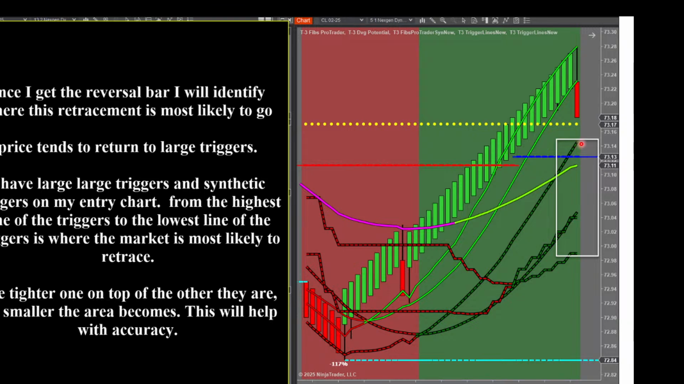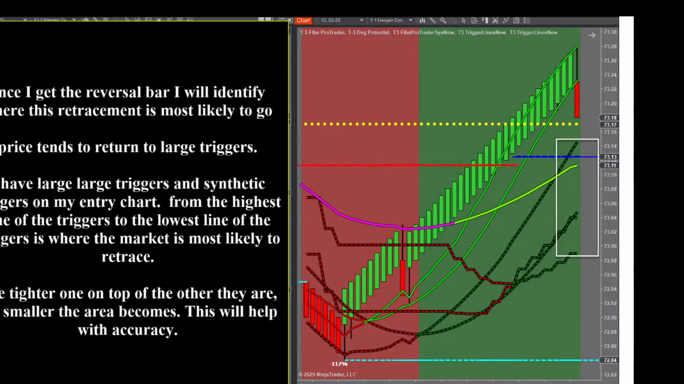So from the highest point of the large triggers to the lowest point of the large triggers, this is where the market's most likely to retrace. This is where those down bars are most likely to go. And the tighter they are one on top of each other, guys, the smaller this area becomes. That's when the accuracy increases. So from 73.15 all the way to 72.99, $150 worth of movement, 15 ticks is how wide that retracement may occur.